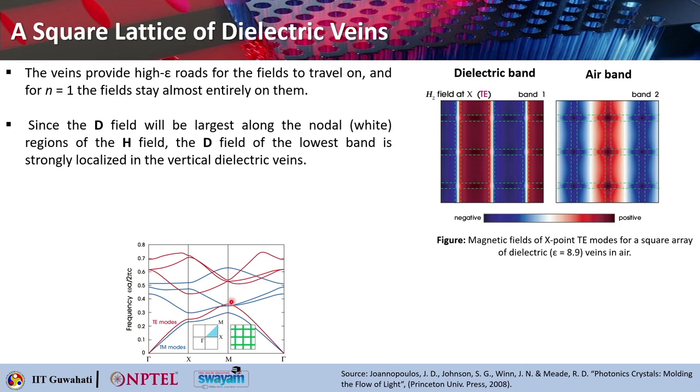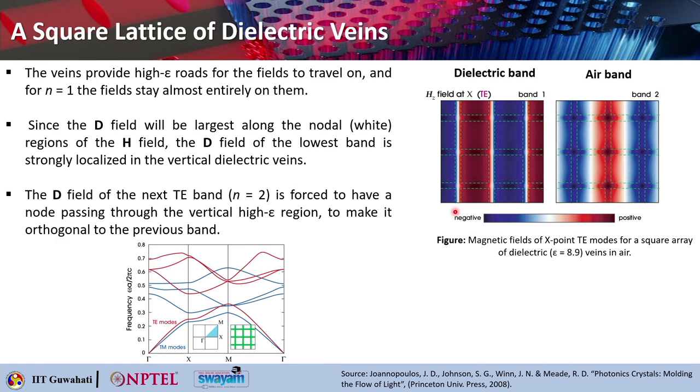Now if you look into the TE modes, that is the red curves, and let us consider the X point again, here you actually see a large jump in the frequencies. So what happens here? If you consider the dielectric band, that is n equal 1 or band 1, you can see that this is how the magnetic field lines are concentrated. You again see the magnetic field null at the center of the vane, and that is where the D field will be the largest, and that is represented by this white line. The D field of the lowest band is strongly localized at the vertical dielectric vane, so the D field is strongly localized here on the vanes themselves.